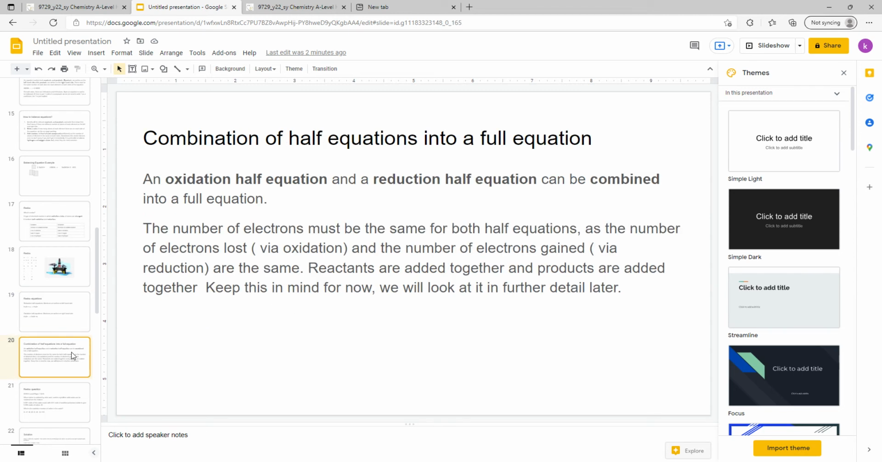So as the name implies, since there are two half equations, we can combine them into a full equation. However, there must be one oxidation half equation and one reduction half equation. There cannot be two oxidation or two reduction half equations. One important thing to note about this combination of half equations is the number of electrons must be the same for both half equations, as the number of electrons lost and the number of electrons gained are the same. Then when you combine them, the reactants of each half equation are added together, and the products of each half equation are added together. Keep this in mind for now. We will explore this in further detail later.